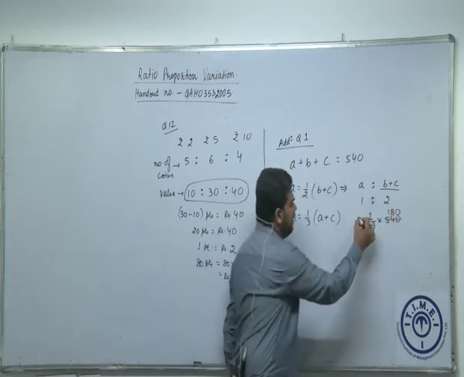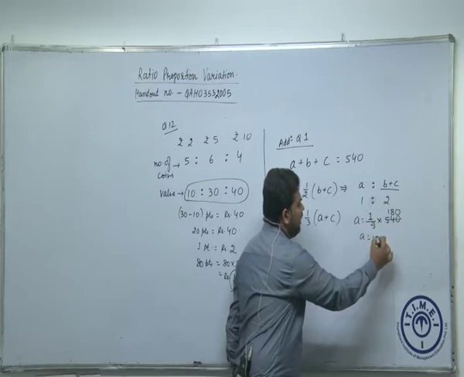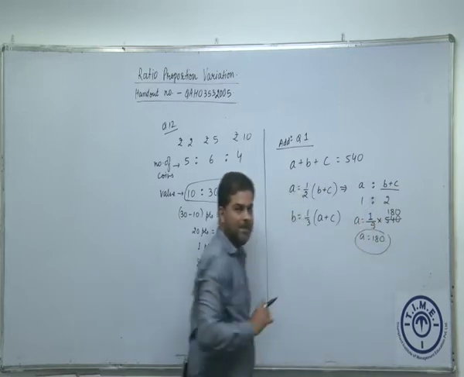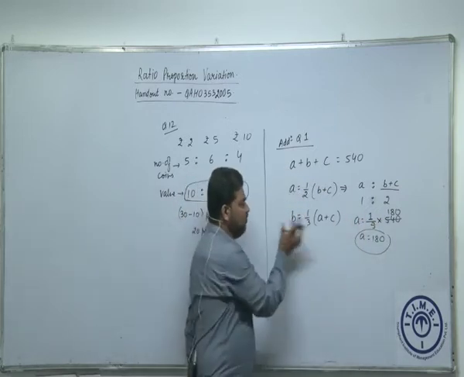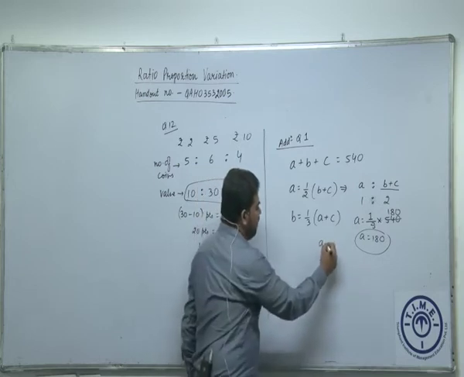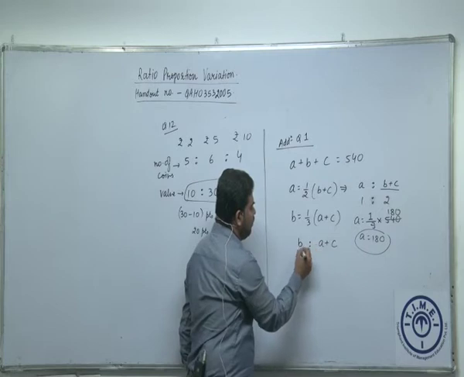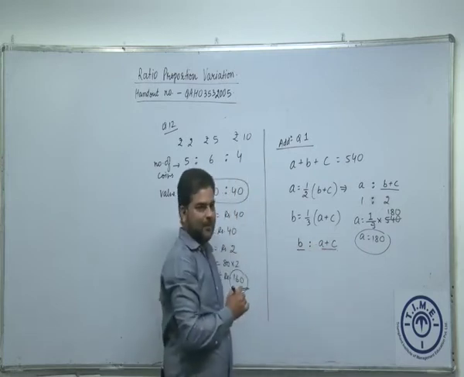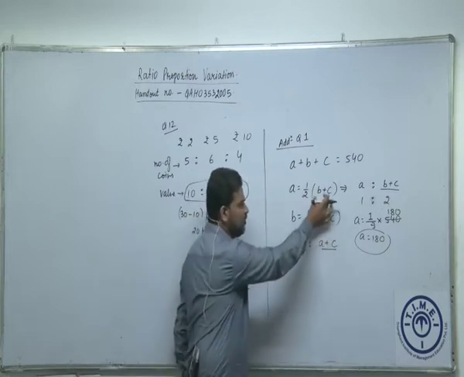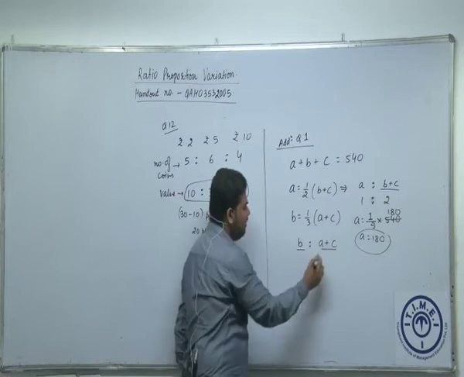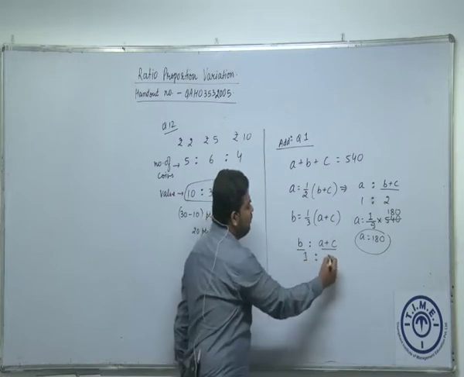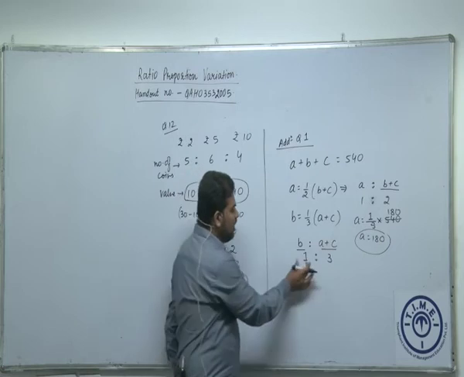So can I say A has got 180 rupees. Okay. Likewise, we'll do it for B. Think about it. Between A plus C and B, what should be the ratio here? Something similar to this. It should be 1:3, right? It should be 1:3. So B got how much amount?